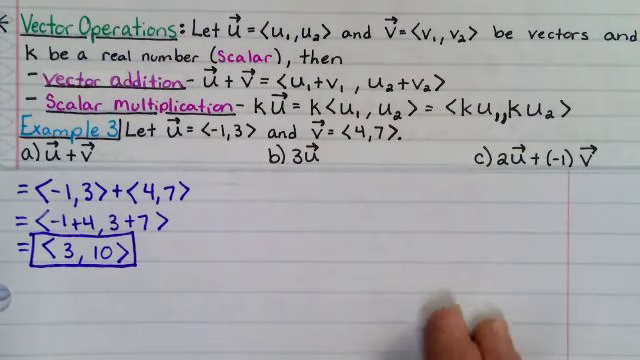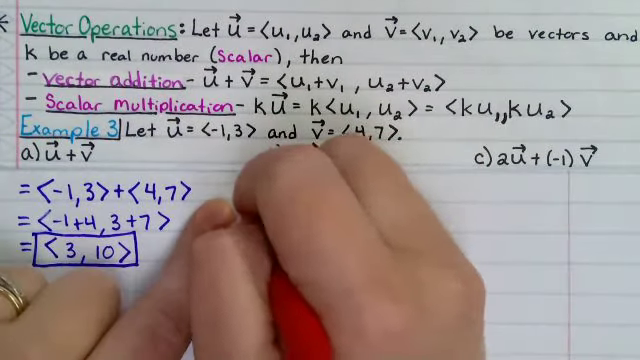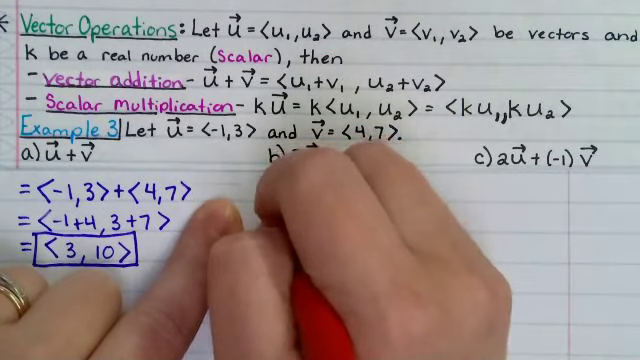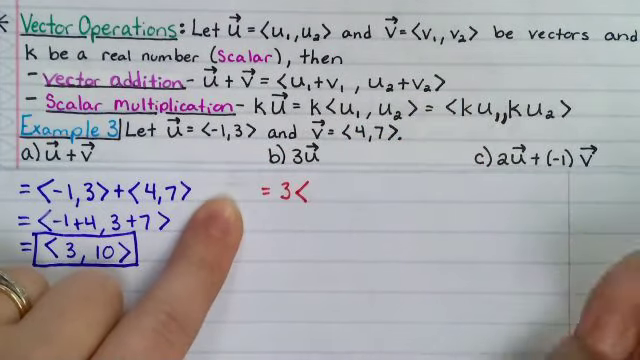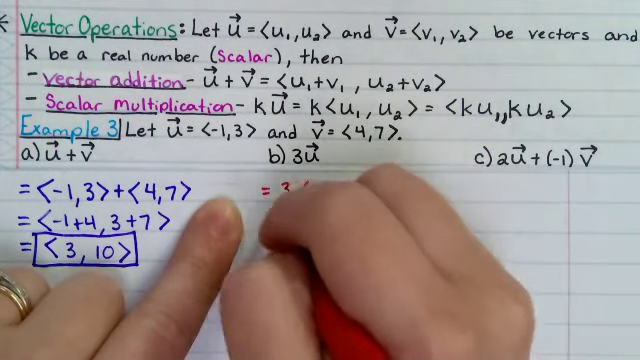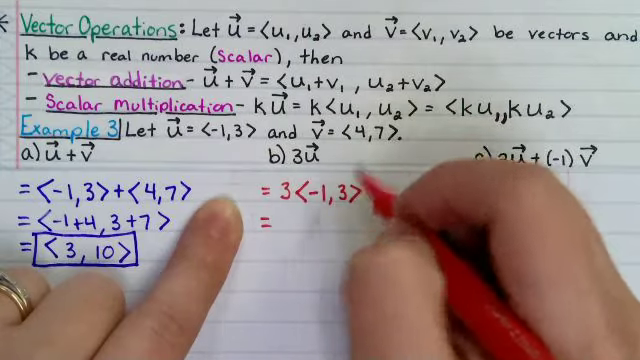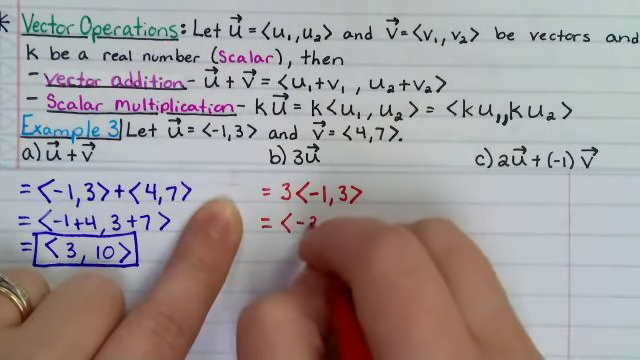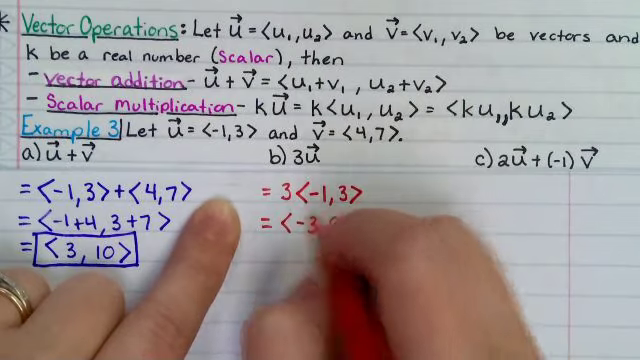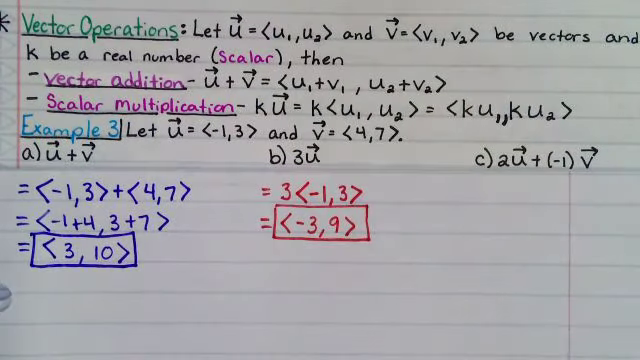Let's look at another one. The next one is asking us to use a scalar. They said to do 3 times the vector u. So in order to calculate that, we are going to take 3 and multiply it by vector u. And u again was <-1, 3>. In order to do that, we are going to simply distribute the 3 through. So this becomes <-3, 9>. There's all that is to that one.